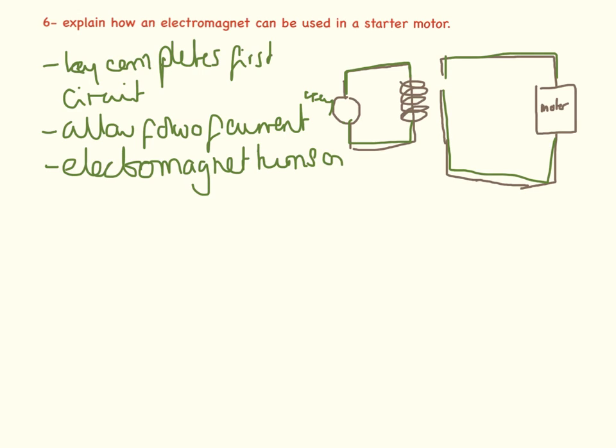So we've got our key here. When the key is turned, it completes the circuit. This allows the flow of current. This is our electromagnet here, our coils going around an iron core. When the circuit's completed, the electromagnet is going to turn on, and it's going to have some effect on this second circuit, which is going to allow it to complete.